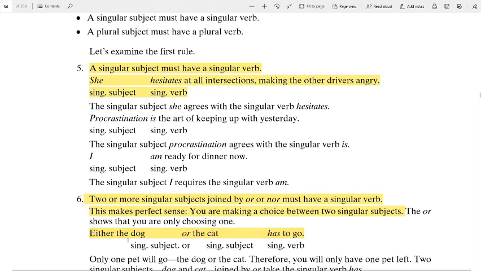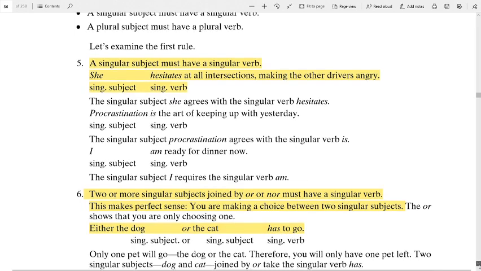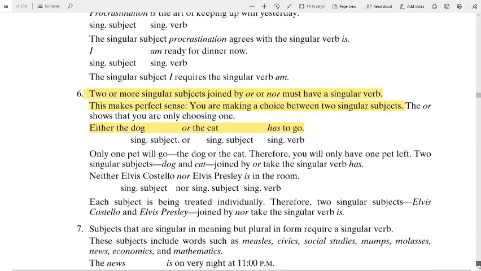So when we are joining two singular subjects with or, either or, nor, the verb will be singular, so it has to go. Hmm? Not have to go. If it were a plural verb, then we would have to take have to go.